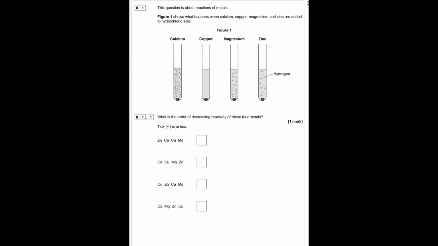In this question, we're given 4 metals: calcium, copper, magnesium and zinc, and we have to say what is the order of decreasing reactivity of the 4 metals. So the most reactive, when we're looking at the bubbles, would be calcium, then magnesium, then zinc, and then copper. And if we look at our answers, the answer that shows that is this last one here.